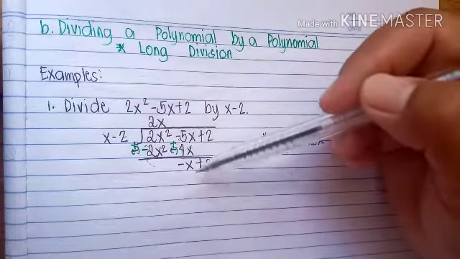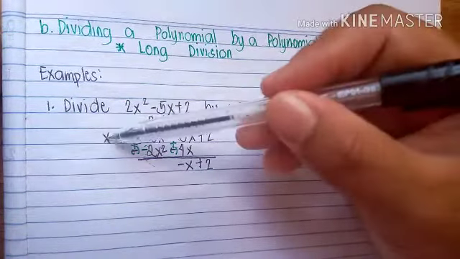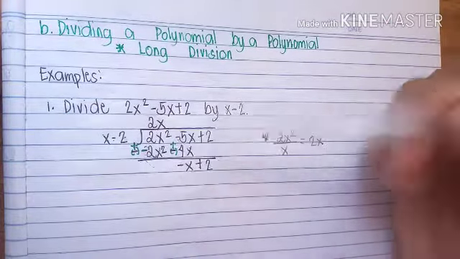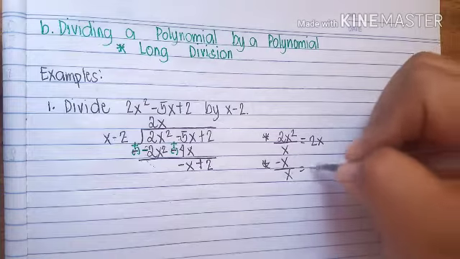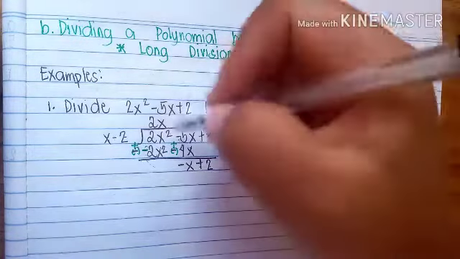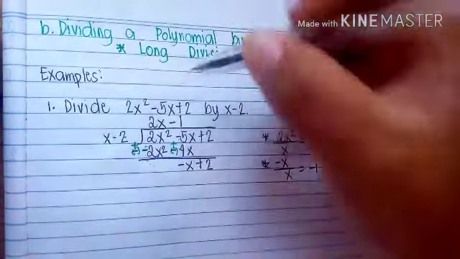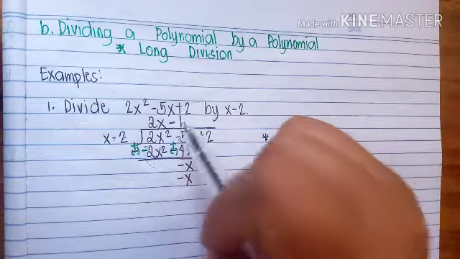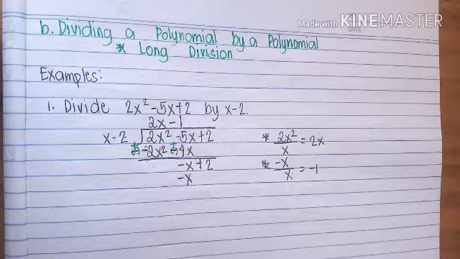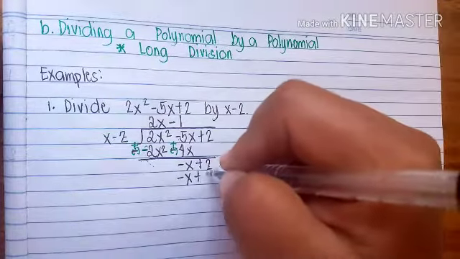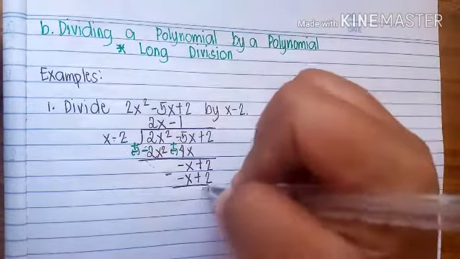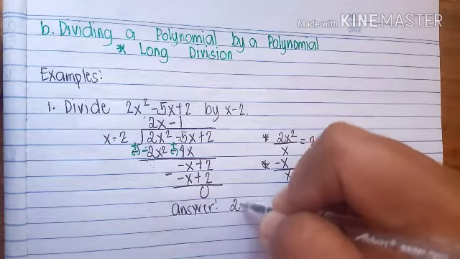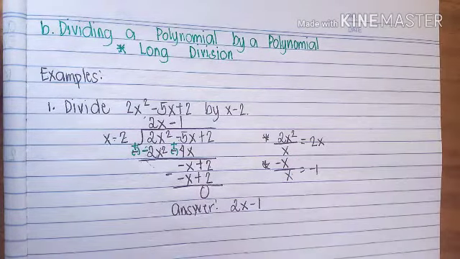So we now divide negative x plus 2 by x minus 2. Okay, so negative x divided by x is negative 1. So that's minus 1. You multiply negative 1 times x, that's your negative x. Negative 1 times negative 2 is positive 2. So that would become 0. Our final answer would be 2x minus 1.